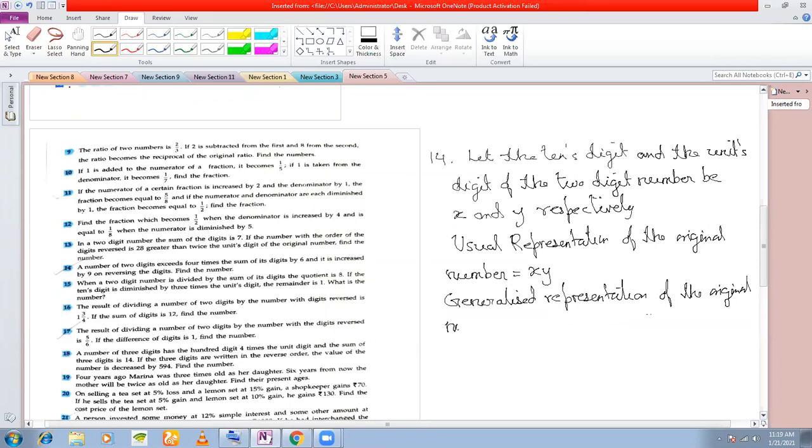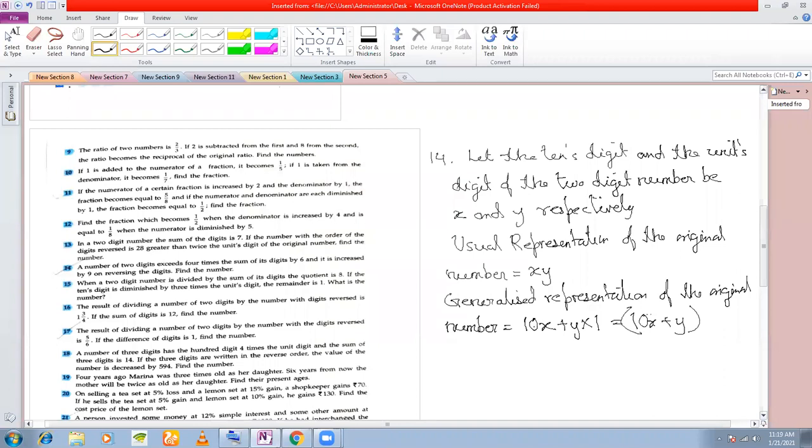Generalized representation of the original number: x is the tens digit, so you multiply by 10, 10x, and y is the units digit, so you multiply this by 1. So you have 10x plus y. This is the generalized representation of the original number.